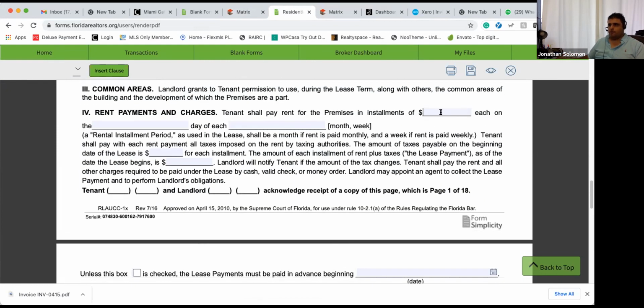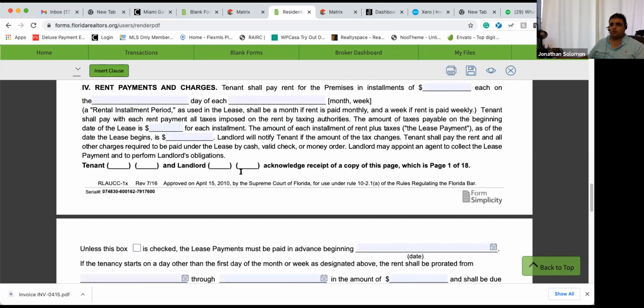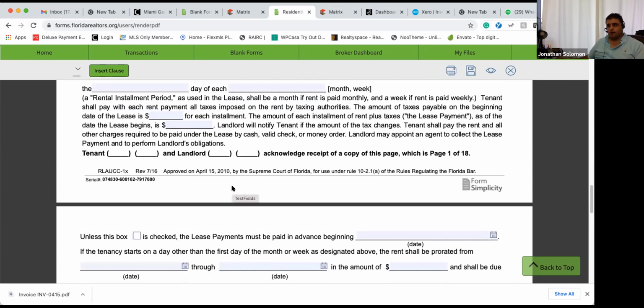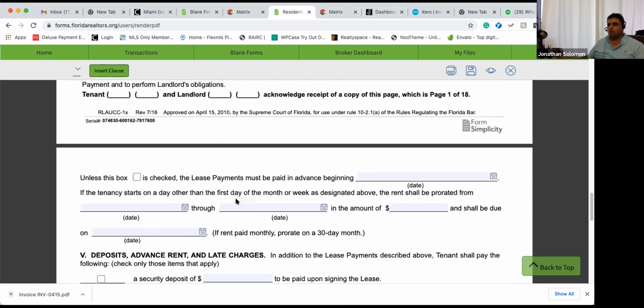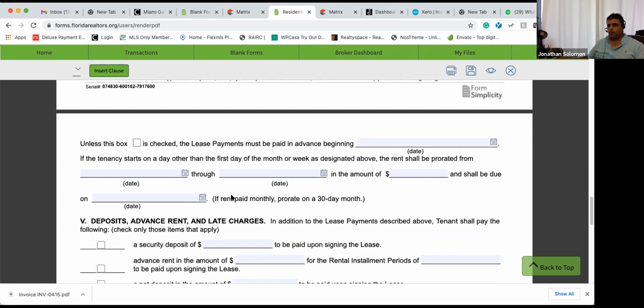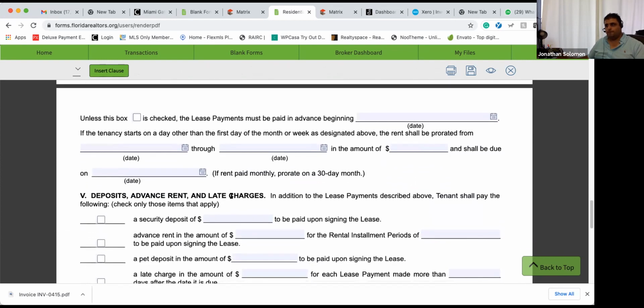The rent payment, rent amount, on which day of the month or week is it going to be paid? Are there any taxes on that? And what would be the total after the taxes? Again, if it's longer than 6 months, there are usually no taxes in Florida. So just so you know, but if you need to know specifically for each property, just let me know and I'll let you know exactly for that specific property.